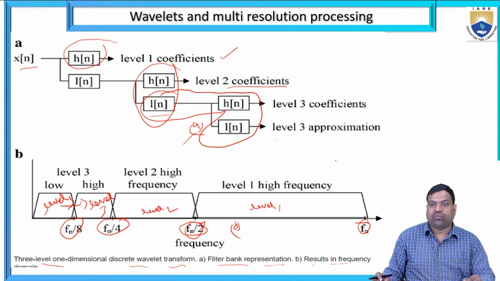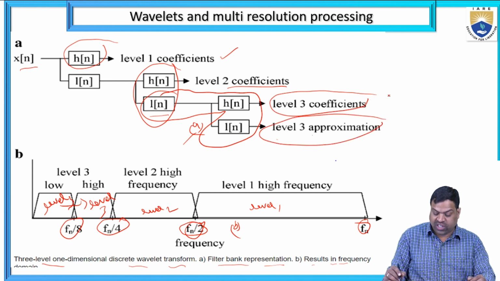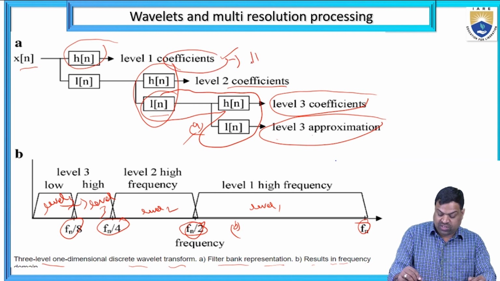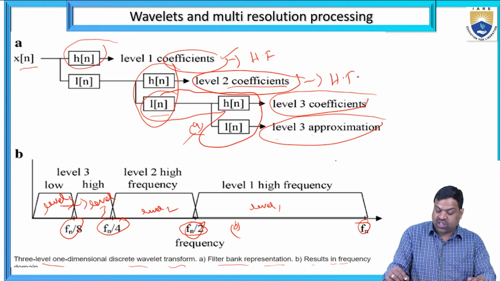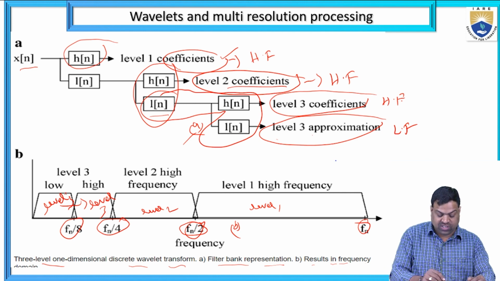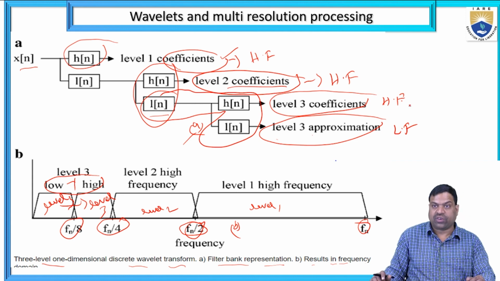In the block diagram of figure B, level 1 is a high frequency, level 2 is a high frequency, and level 3 is divided into a low frequency and a high frequency. So the low frequency is called the approximation, and the high frequency is called the coefficients. Here the coefficients are the high frequencies, but here the approximation is a low frequency. We are dividing into 2, low frequency and high frequency. So low plus high, low plus high, h of n plus l of n.